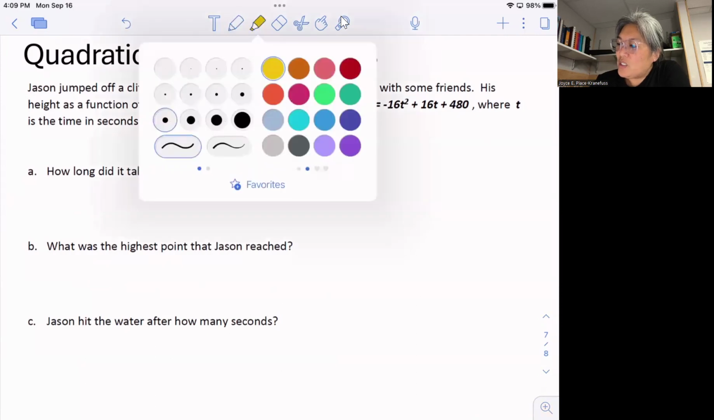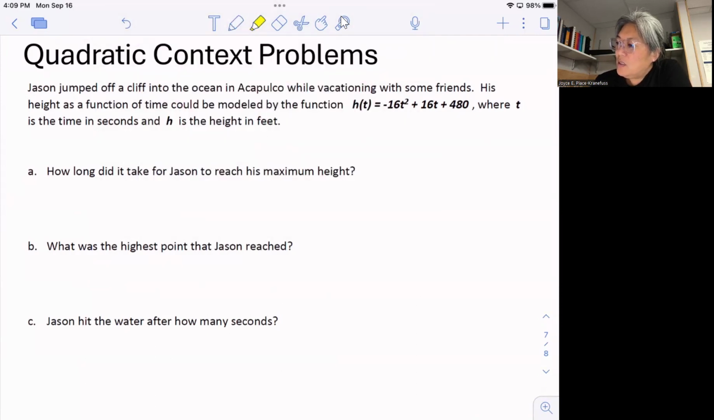So we have an equation that represents what's going on. T is time and H is height. So we're going to ask ourselves three questions. We're going to say, how long did it take him to reach his maximum height? What was the highest point? And how many seconds will he hit the water?